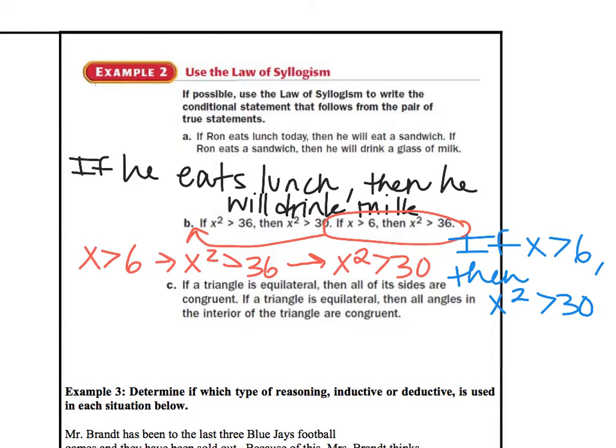If a triangle is equilateral, then all of its sides are congruent. If a triangle is equilateral, then the angles in the interior of the triangle are congruent. Can you put this together in a chain of events? Because obviously not like that right now. Can you do it? Without switching the order of the hypothesis and the conclusion. You can't do it, because it's not possible to just take the second statement and move it to the front and make a chain of events. You can't do it.